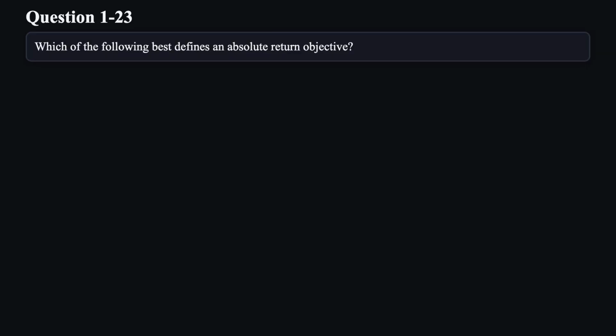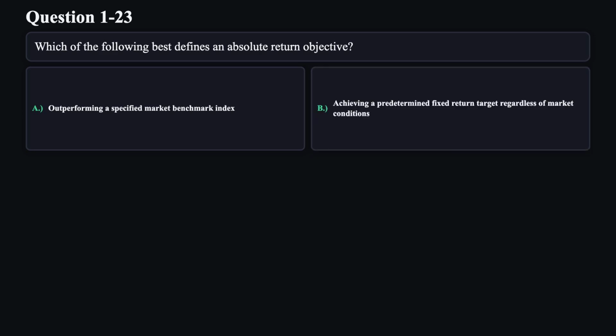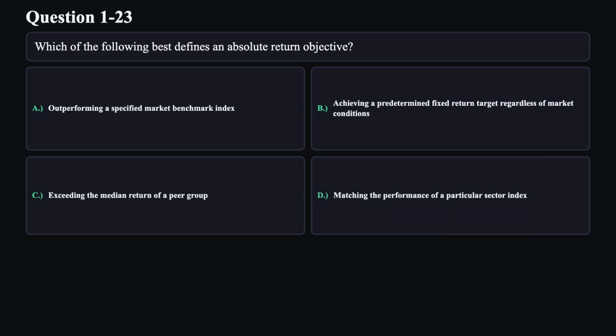Question 23. Which of the following best defines an absolute return objective? A. Outperforming a specified market benchmark index. B. Achieving a predetermined fixed return target regardless of market conditions. C. Exceeding the median return of a peer group. D. Matching the performance of a particular sector index.